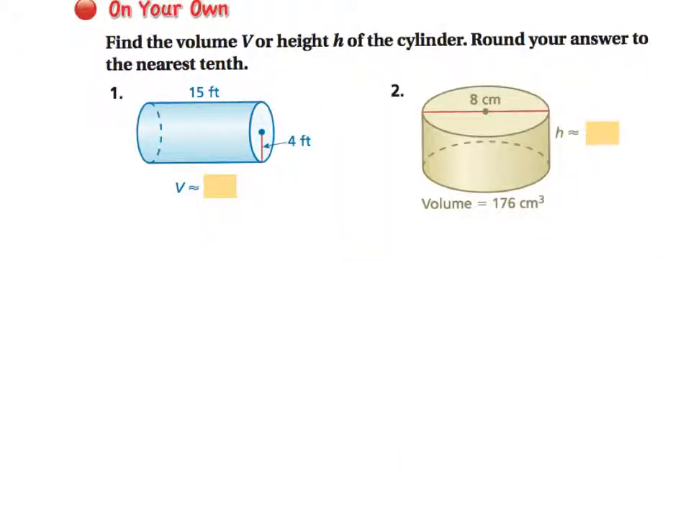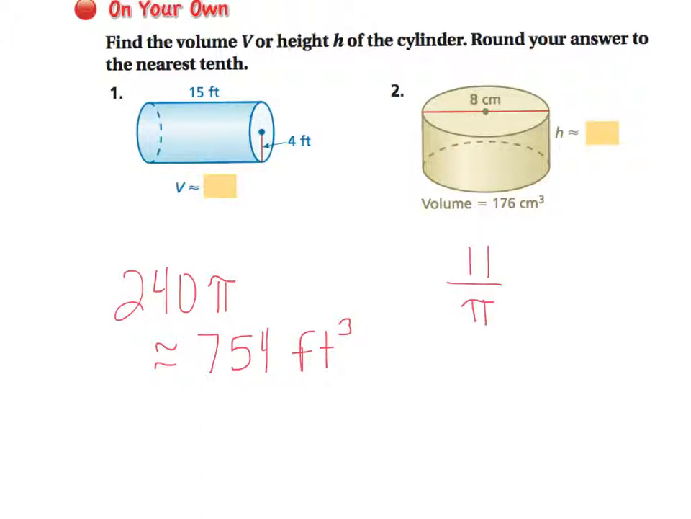These two examples, if you wanted to do them on your own, the first one would give you 240 pi, which is approximately 754 cubic feet. And number 2 would give you 11 divided by pi as the height, which is approximately 3.5 centimeters.